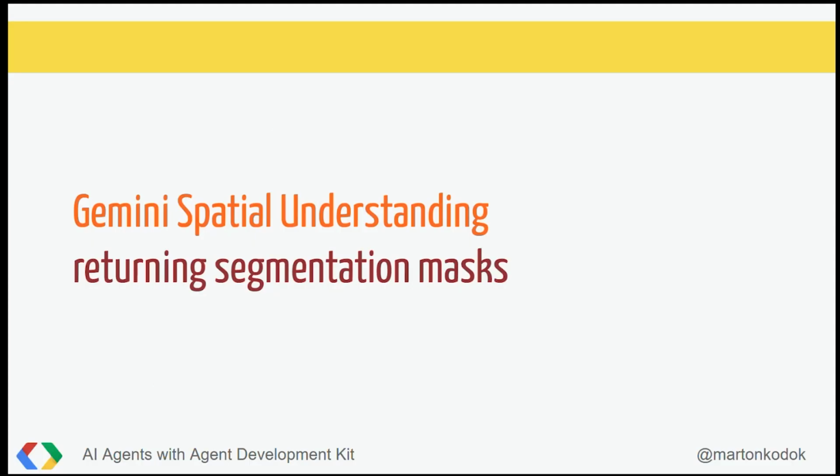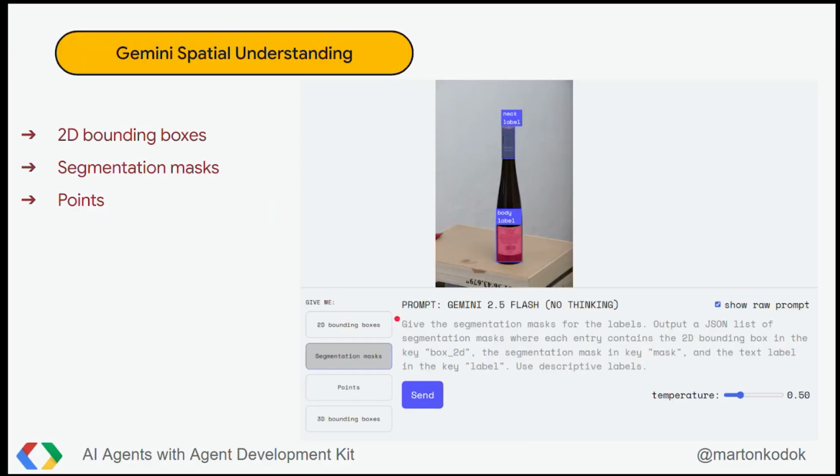I could have cropped the file, I could have made a thumbnail and so on, but I chose to experiment with the AI and build it in an agentic way. I turned to the spatial understanding of the model, where I asked the model to return a segmentation mask. This means I had a prompt: give the segmentation mask for the labels. Output a JSON list of segmentation masks where each entry contains the 2D bounding box in the key box_2d, the segmentation mask in the key mask, and the text label in the key label.